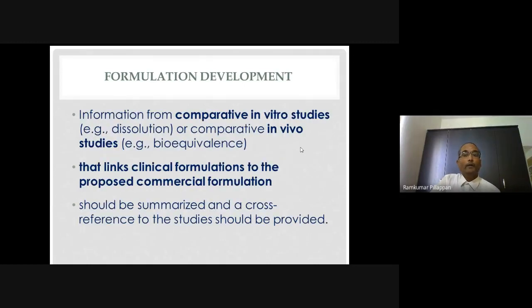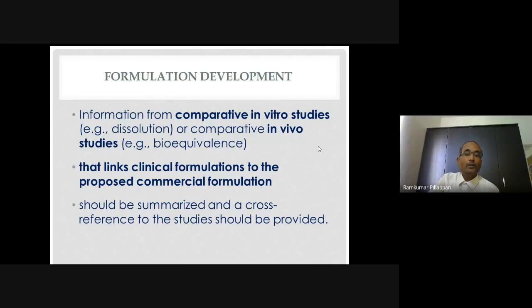So information from comparative in vitro studies and comparative in vivo studies, like dissolution and bioequivalence, is very important. Especially, this is something like your final year exam in B-Pharm or your project presentation. Whatever you develop, the product should provide the dissolution profile in the particular media, in the particular fashion, maybe the rate per minute or the time period for which you are extending. And also the in vivo studies, where the typical AUC, Cmax and Cmin are important so that you can match your product with the innovator. So this comparative study data with the innovator product is very important.